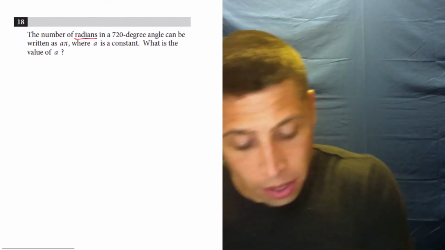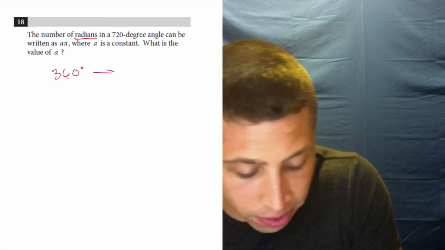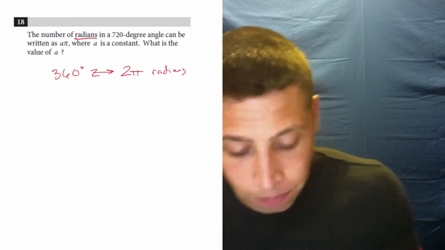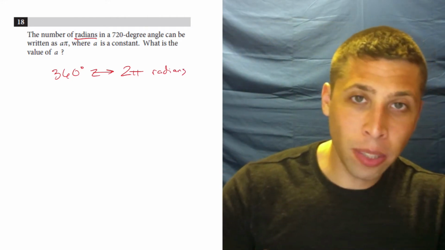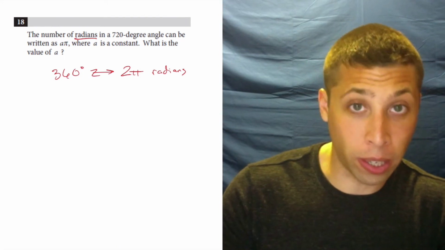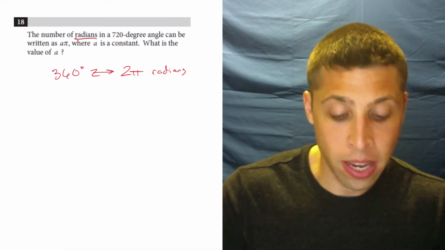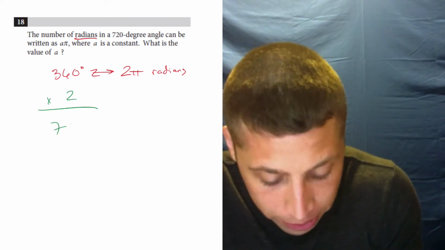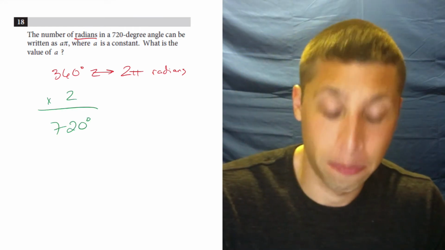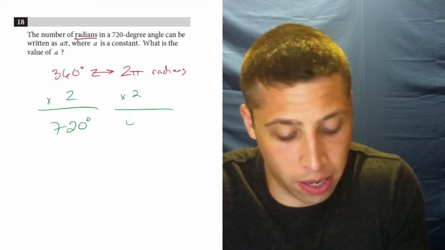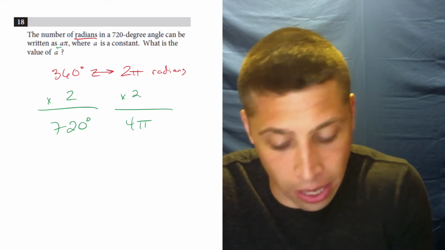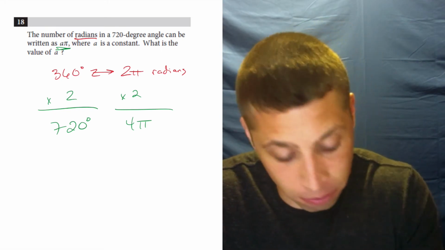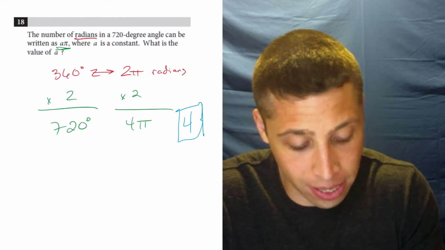We know that 360 degrees is the same as 2 pi radians. That's a relationship that we can hopefully very quickly see. Well, how do I get from 360 to 720? Well, if I just multiply that by 2, I would get 720 degrees. So do the same thing, and that gets me 4 pi radians. And if a pi is how I'm supposed to write it, then a is going to be 4. That's the answer. That's the whole thing.